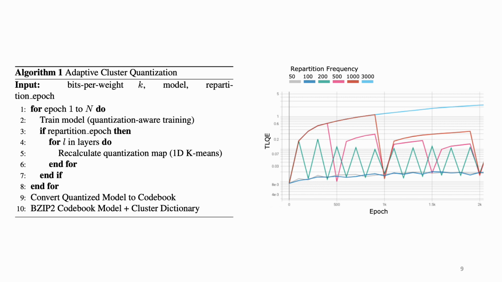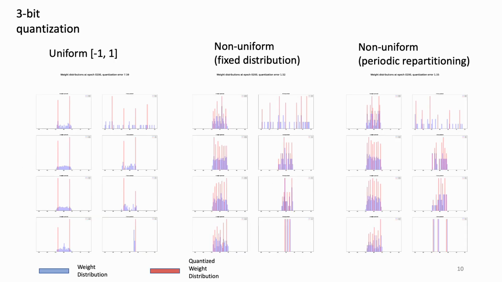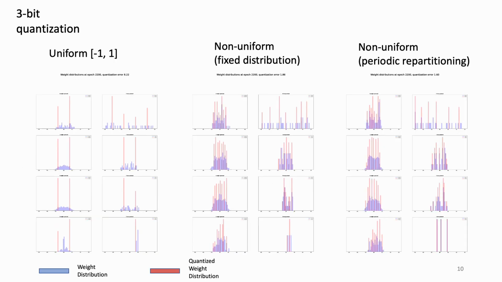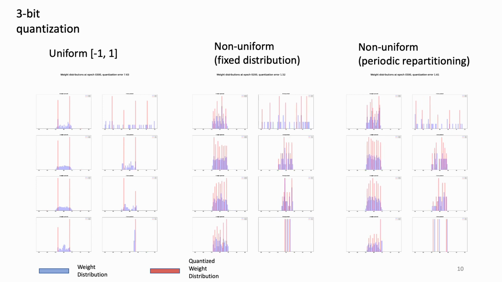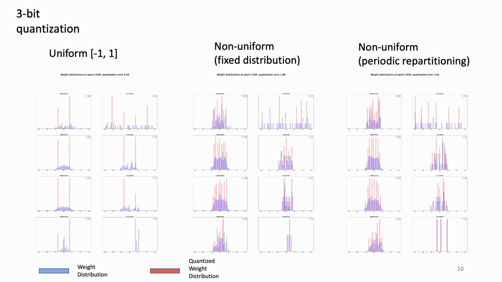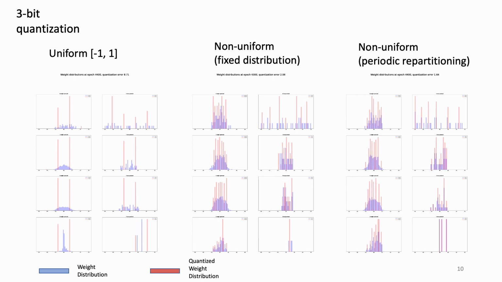Following training, we store network weights in an integer codebook and losslessly compress this using bzip2. Here we can see the difference for 3-bit training between a uniform quantization with fixed bounds, a non-uniform quantization with a fixed distribution, and one with periodic repartitioning. Periodic repartitioning adapts to changes in the underlying weight distribution.